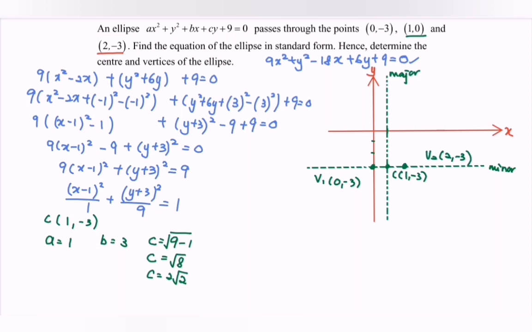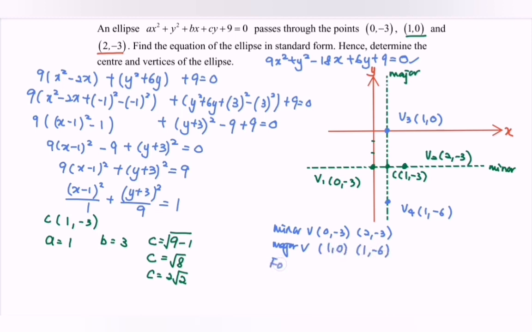Next, consider the value b. So 3 units moving upward and 3 units moving downwards. So here will be v3. So (1, 0). Continue, 3 units, then here we have v4. Continue, we have (1, -6). So here we have the minor vertices where we have (0, -3) and (2, -3). Major vertices, we have (1, 0) and (1, -6).